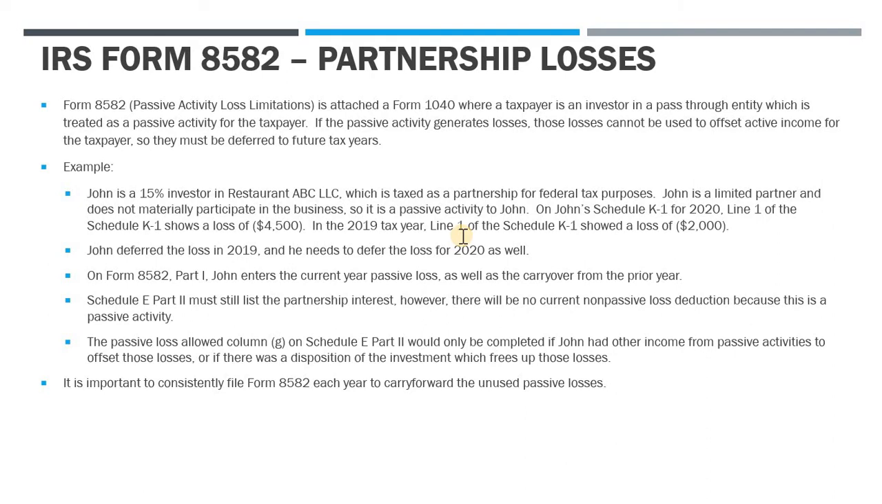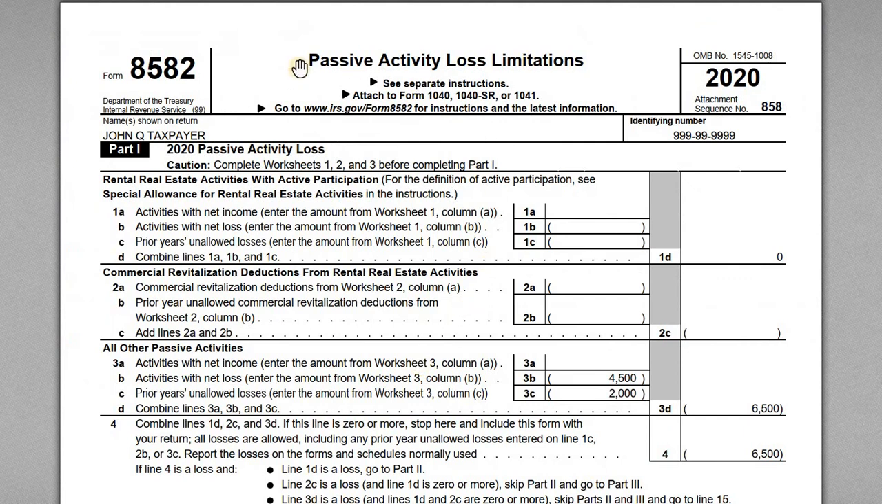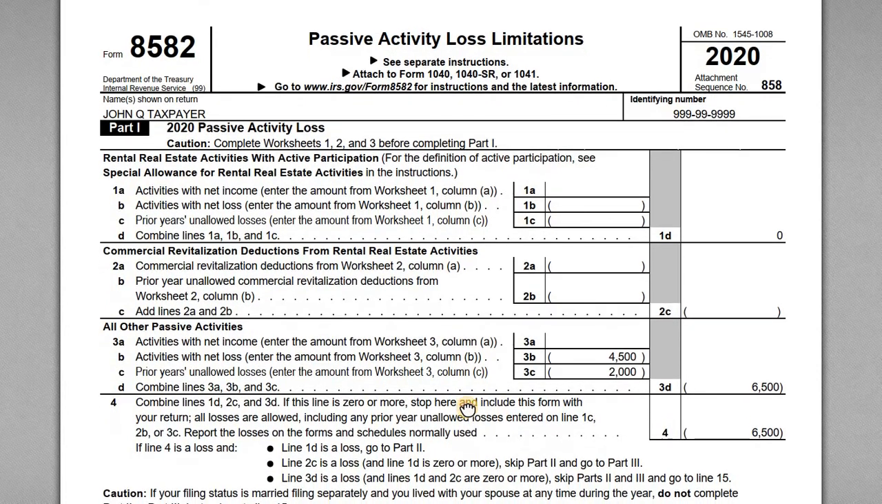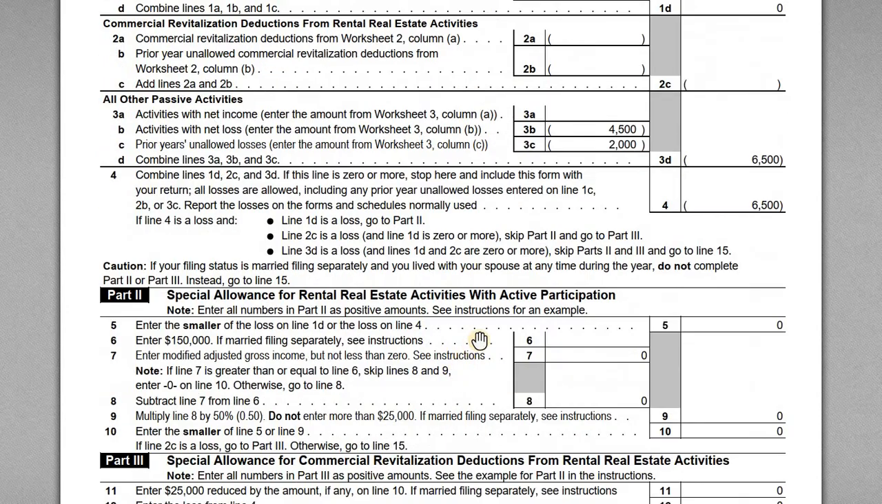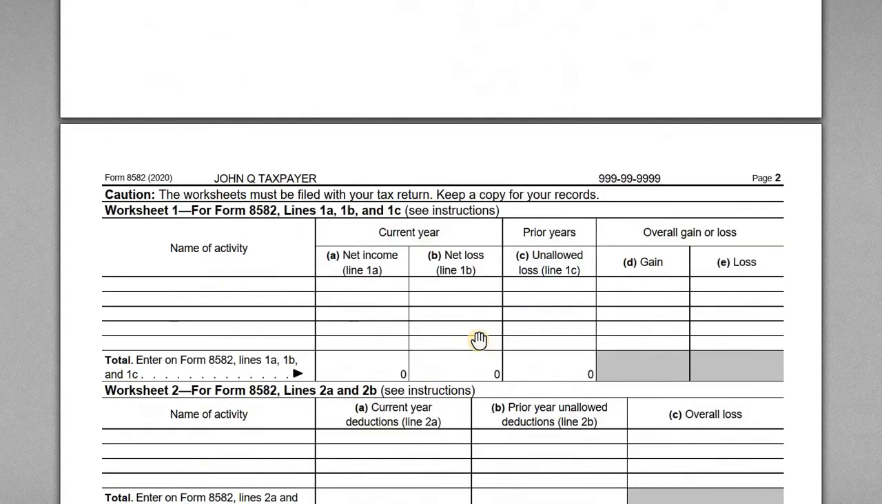So let's look at the 8582 here, where we can see he enters the information in Part 1 for the current and prior year losses, and how he completes Schedule E as well. So let's jump over to 8582. So this is the PAL limitations form. And we can see here that he's entering the information in section 3A through D, right? So activities with a net loss, this is the current period, $4,500, and then the prior year's unallowed losses was that $2,000 amount, right? That was for the prior period. Now you see here they're referencing Worksheet 3, column B and C. Let's jump down to those worksheets because that'll better help see how you need to complete these forms.